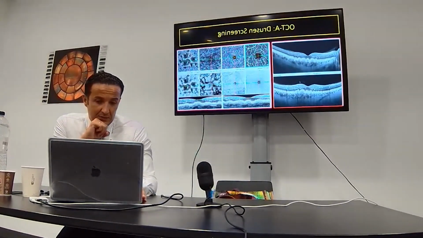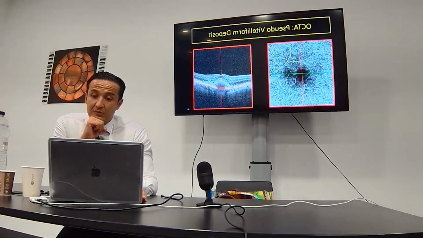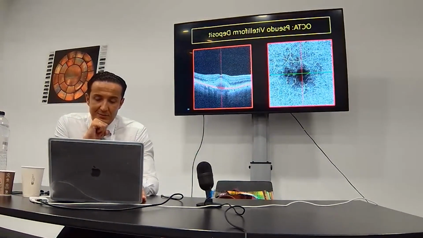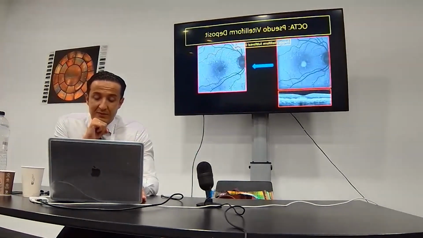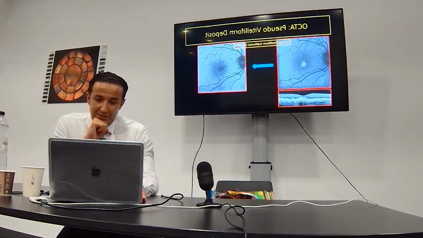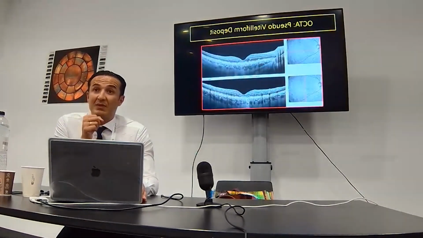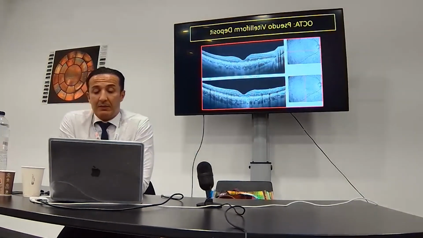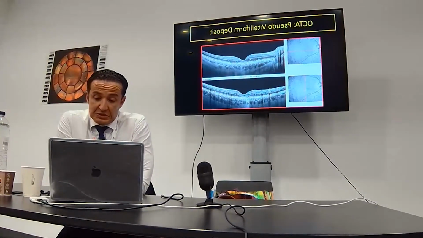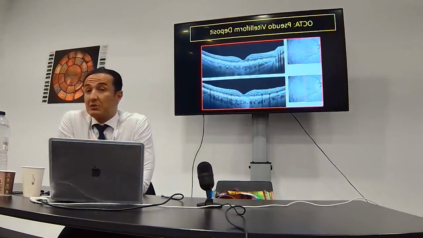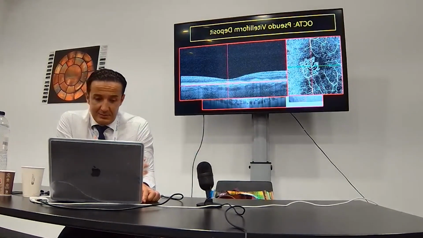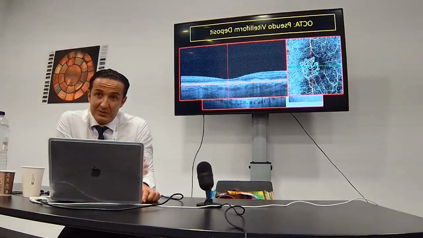You can also check in case of pseudo-vitelliform deposit. Here there is no signal. Another case, we observe the fragmentation of the pseudo-vitelliform deposit a few months later. But in B-scan, you have some drusen, a little area of atrophy, thickening of Bruch's membrane, but no fluid. But in the OCTA, we observe the presence of incipient CNV.